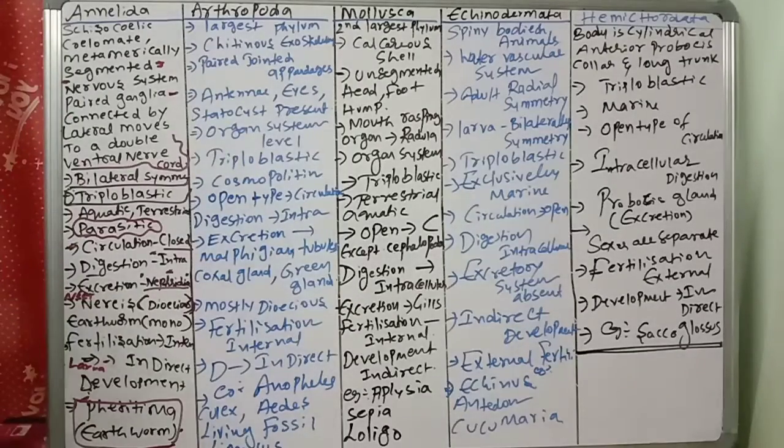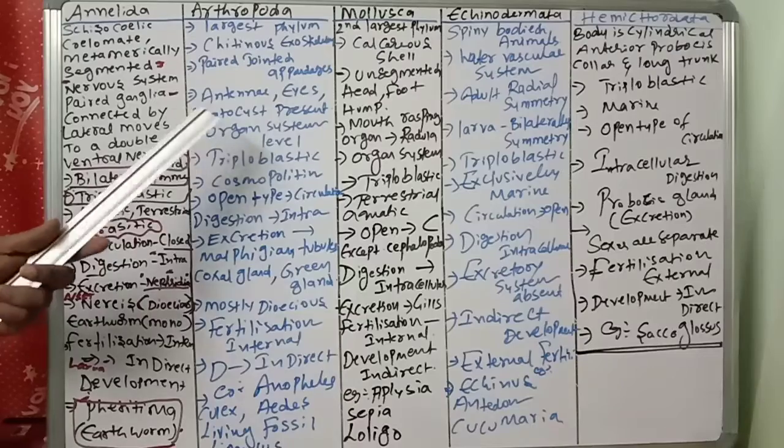Antennae and eyes are well developed, and statocyst is present. So what are the special sense organs in Arthropoda? Antennae, eyes, ommatidia will be there. Statocysts, or balance organs, are present. Statocyst means what? It's a balance organ.